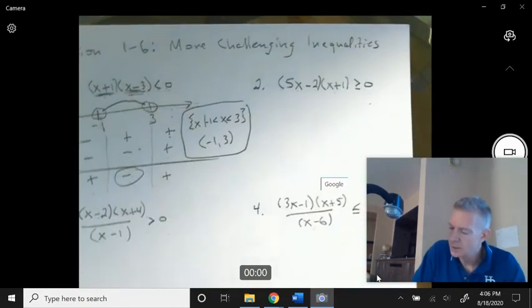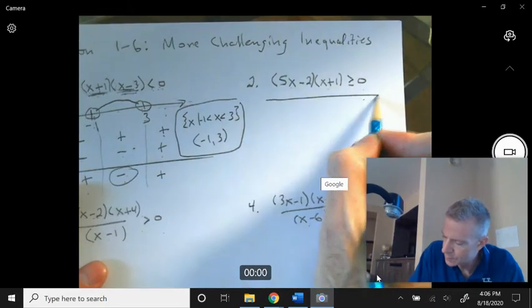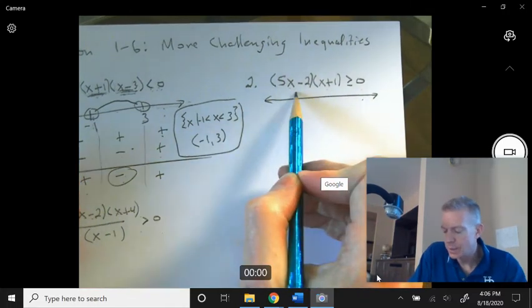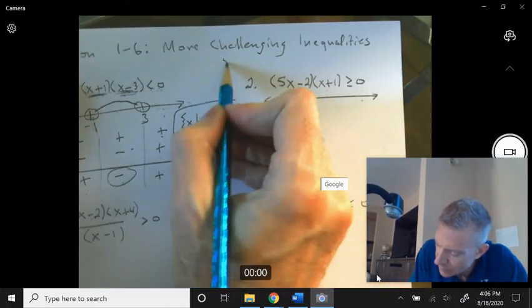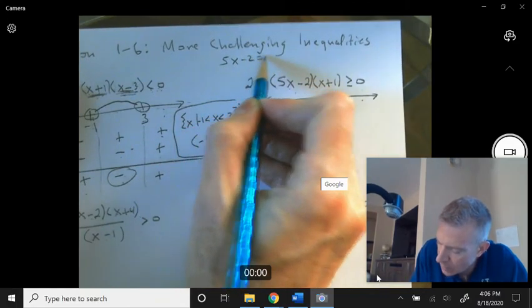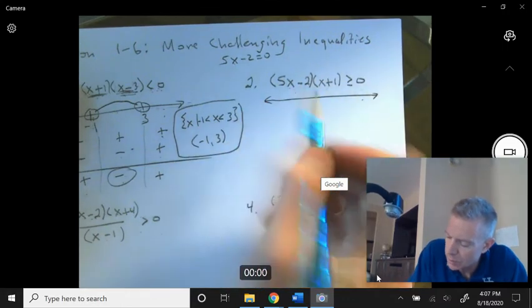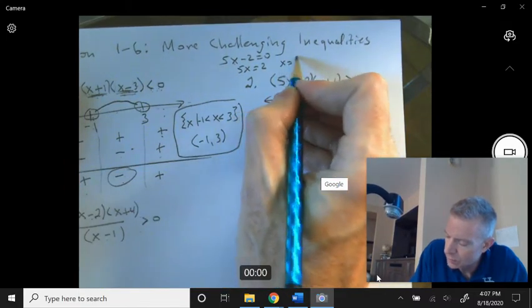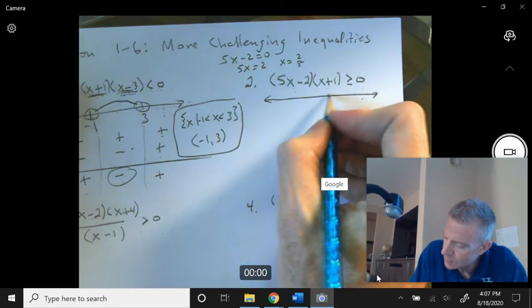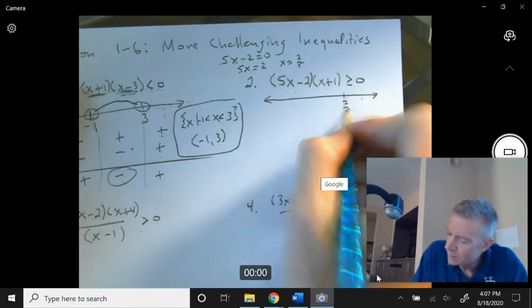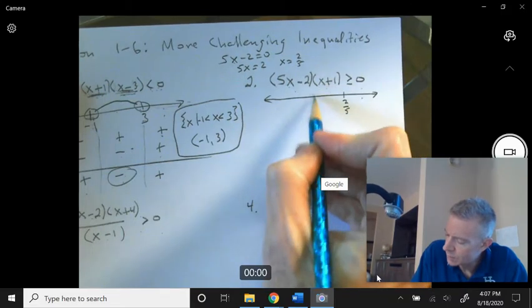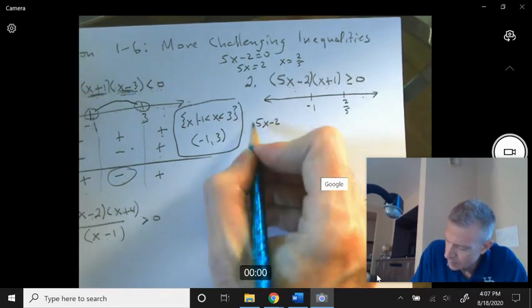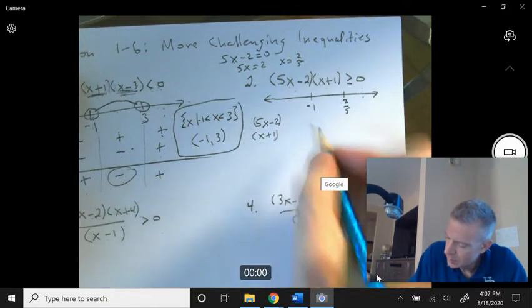Now let's do this one. Same idea. Make our number line. Where's our critical value? What value of x makes this quantity 0? If you can't see it right off, solve it. So do 5x minus 2 equals 0. Solve for what value of x makes this quantity equal to 0. So 5x equals positive 2, and then x will equal 2/5. So we've got positive 2/5. And then this critical value here is going to be when x is negative 1. Let's set up our factors. Okay, split up the number line.